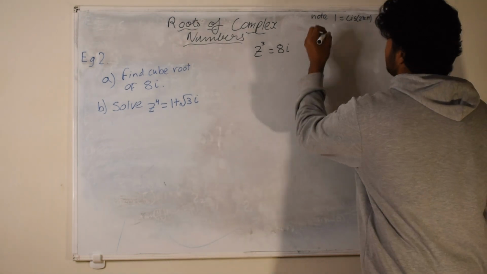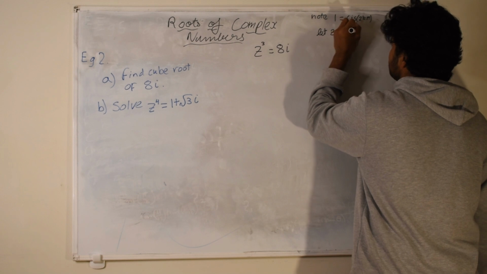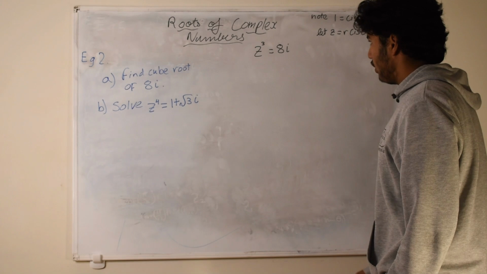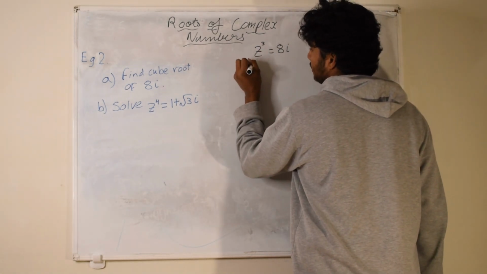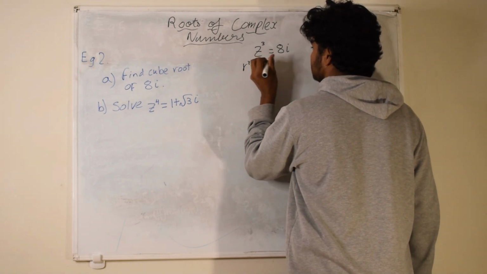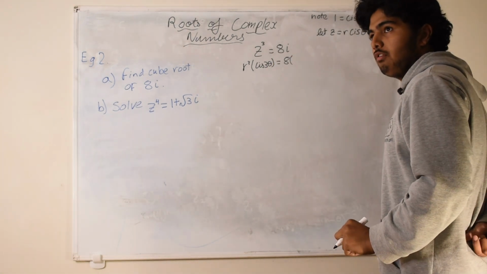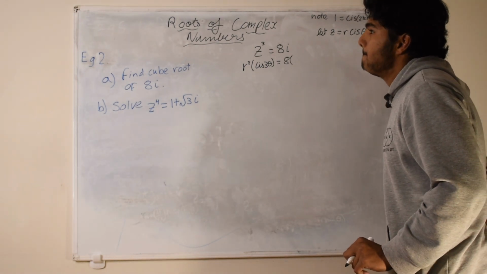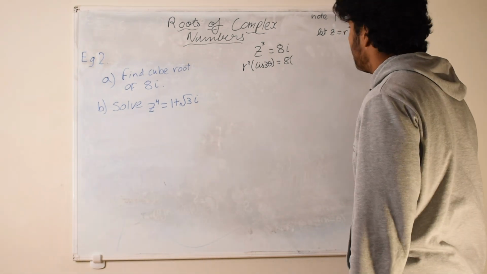Next step, let z equal r cis theta. In this case, we're writing r because we've got an 8 in front of the i. So rewrite that as r cubed, by De Moivre's theorem, brackets cis 3 theta equals 8 brackets i. If we write it in polar form, we get cos 90 is 0, sin 90 is 1.